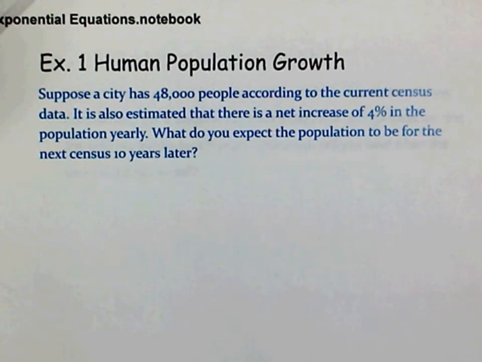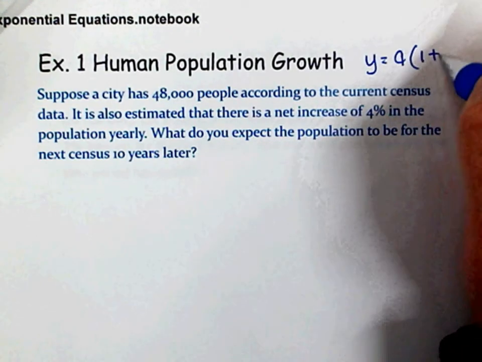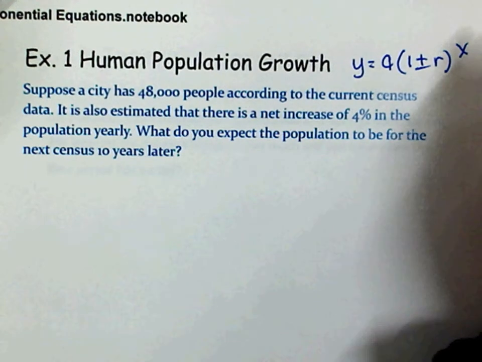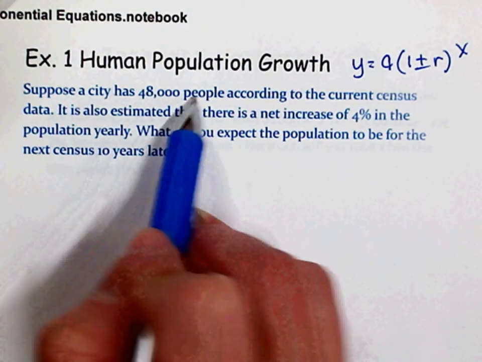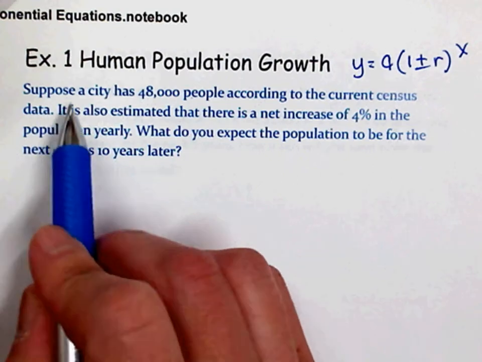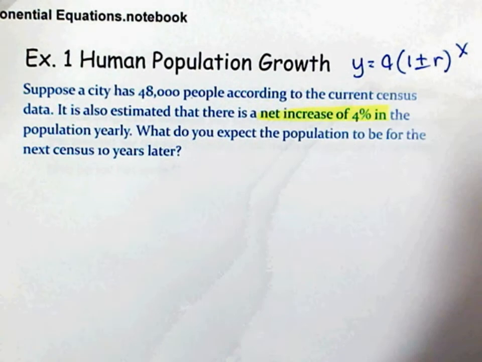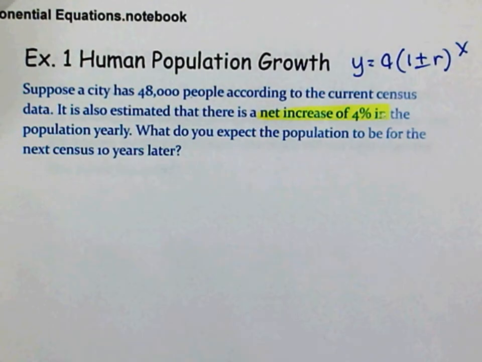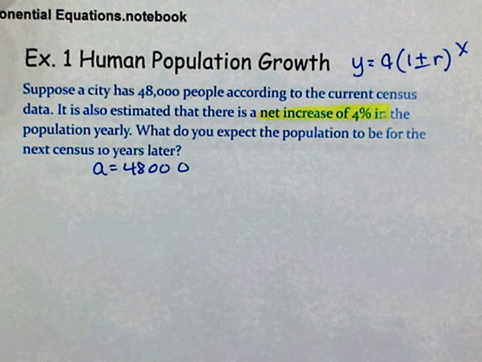Now remember, here's the formula. I like to use the a(1 plus or minus r) raised to the x. That's the formula I prefer to use, because then I know if I'm going to do minus or I'm going to do addition. Suppose a city has 48,000 people according to the current census data. It is also estimated that there is a net increase of 4% in the population. What do you expect the population to be for the next census 10 years later? All right, so A is 48,000. Okay.